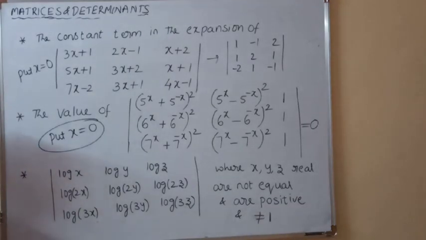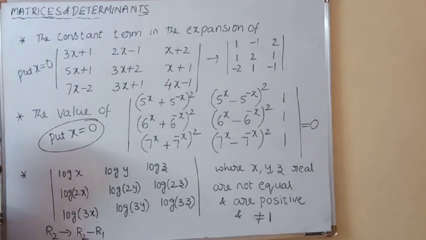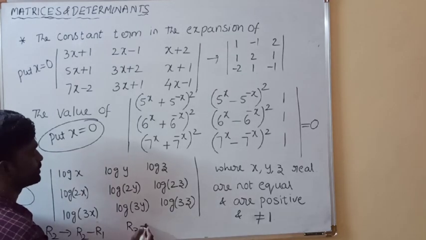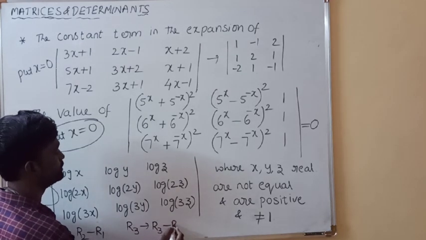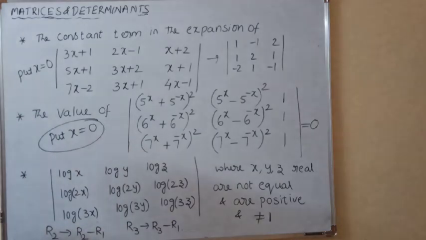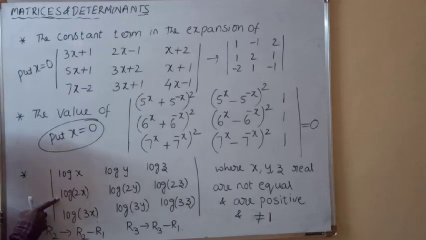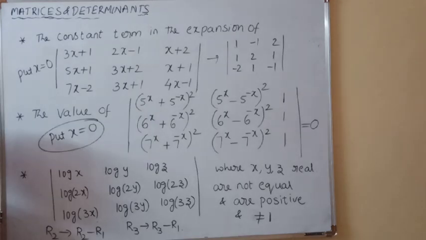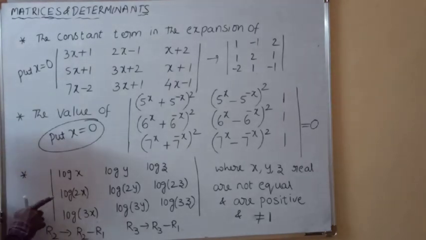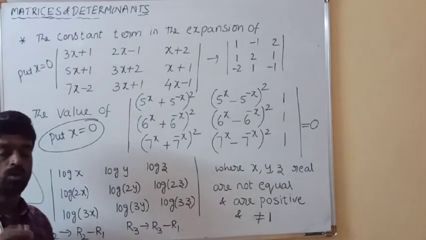I am just giving the hint. You apply the operation R2 goes to R2 minus R1 and R3 goes to R3 minus R1. If you apply this operation, then this element becomes what? Log 2x minus log x. Log 2x minus log x can also be written as log of 2x by x, using log a minus log b is equal to log of a by b. So log 2x minus log x becomes log of 2x by x.